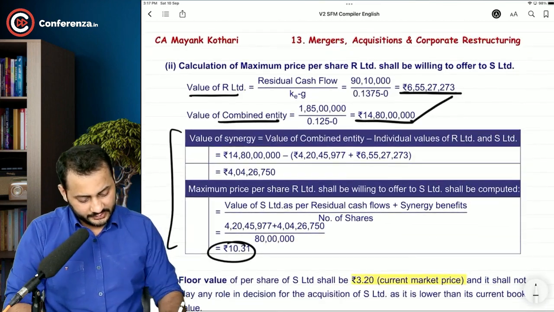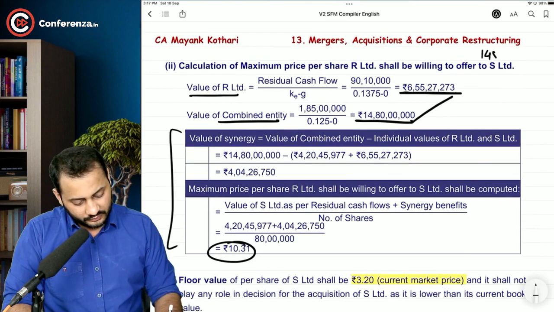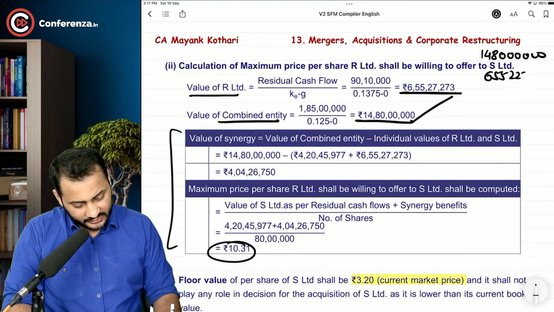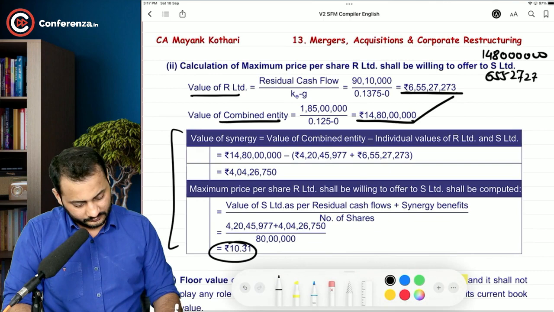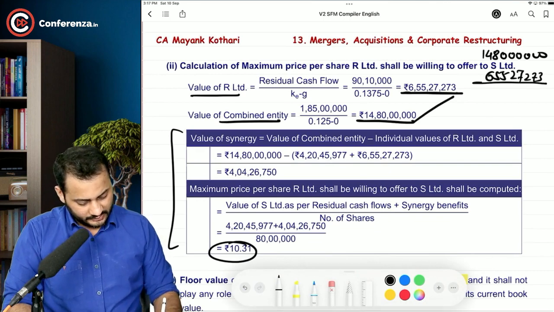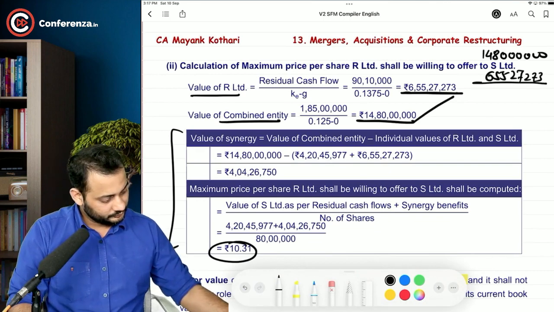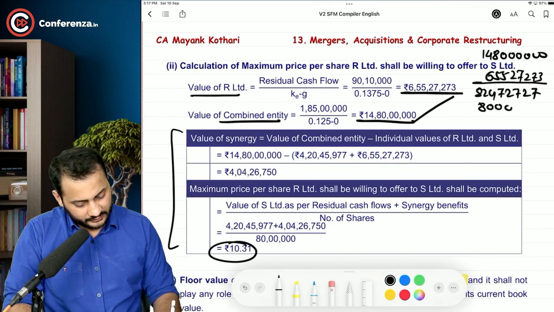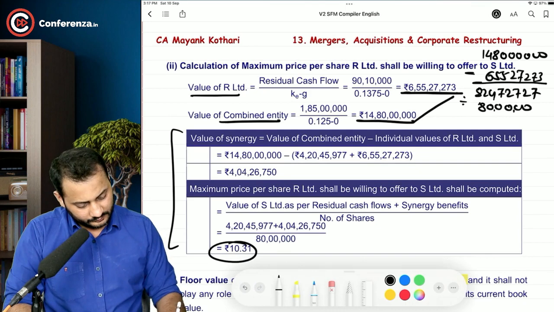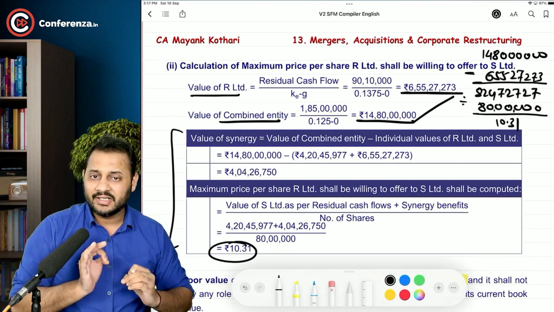So it should be like this. I will just write it down. 480 minus 655, 27, 27, 3. That comes to 824, 72, 72, 7 divided by 80 lakhs. 10.31. You can simplify the entire answer.